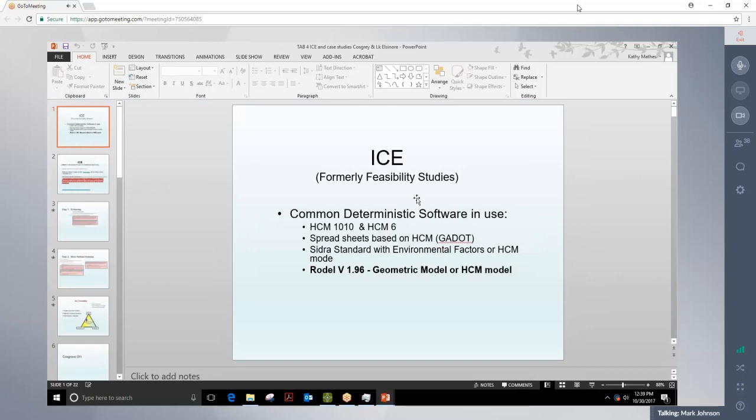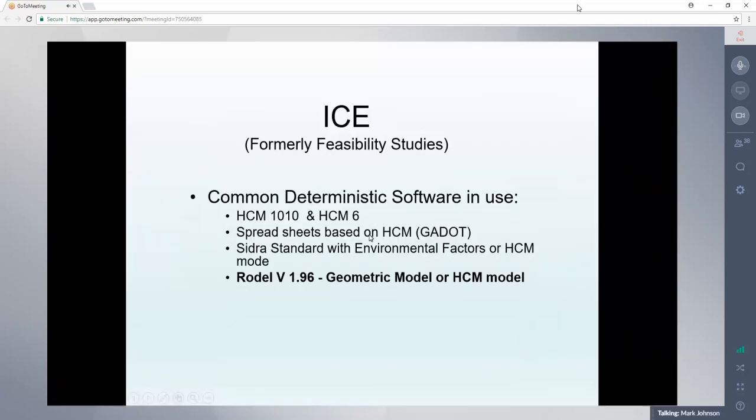So, intersection control evaluation. Formerly, we referred to this as a feasibility study, but the intersection control evaluation is more focused on the operations, though it is very much like a feasibility study. We're using HCM 6 and 10. Some folks are using spreadsheets. For example, Georgia DOT has their own spreadsheet based on the HCM methodology, CIDRA standard with environmental factors or HCM mode, and Rodel as well with both the geometric model and the HCM model.